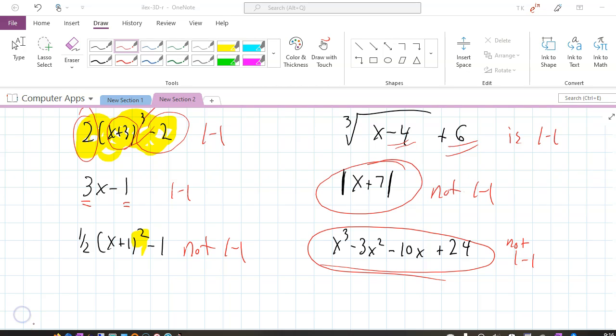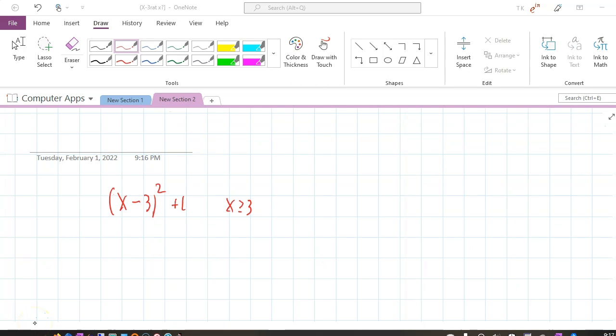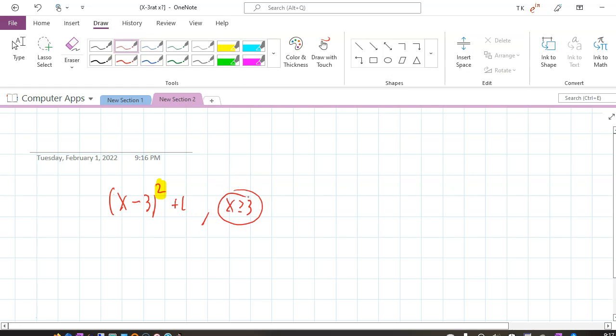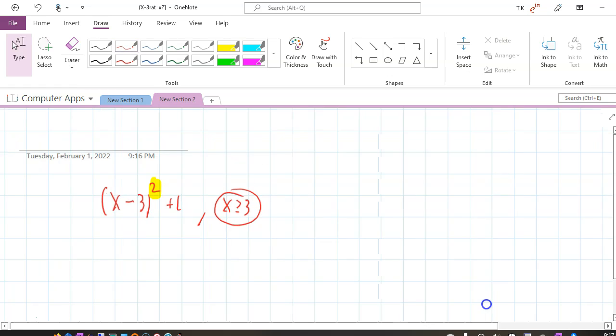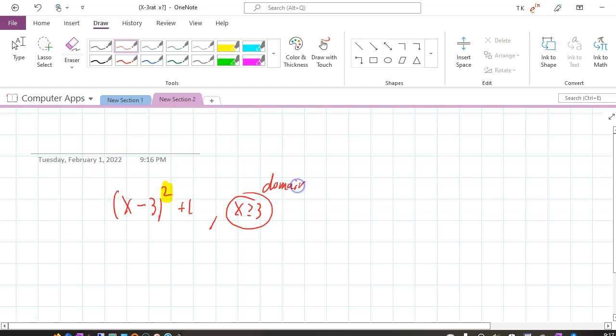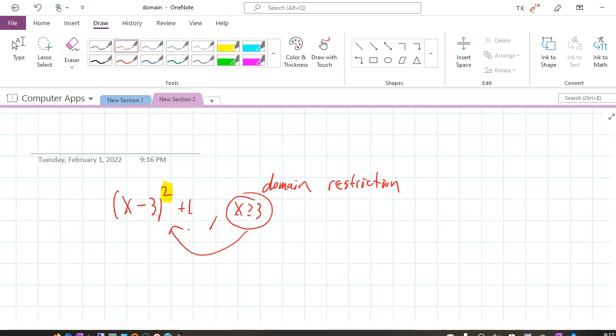Okay. All right. One last thing, and then you can get to the assignment for the day. This is a quadratic. And by default, quadratics are not one-to-one, except this quadratic also has this little inequality here. And this inequality is called a domain restriction. And basically it limits what x's are eligible to plug into this particular function. Okay? So let's see what consequence that has.